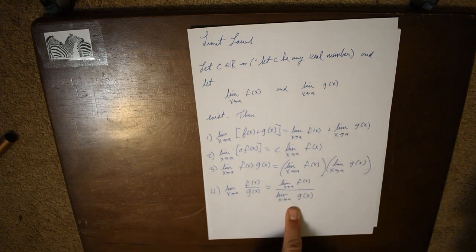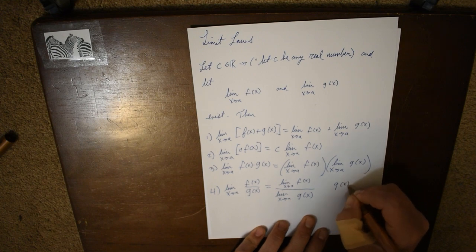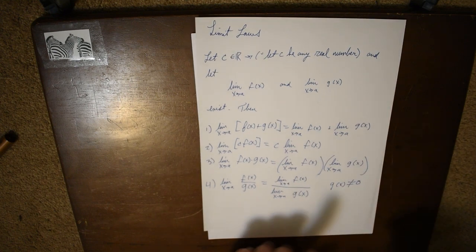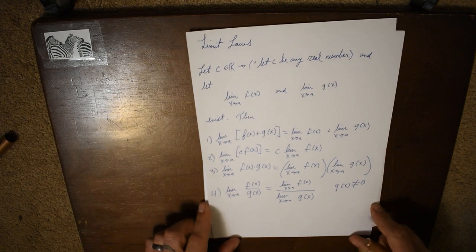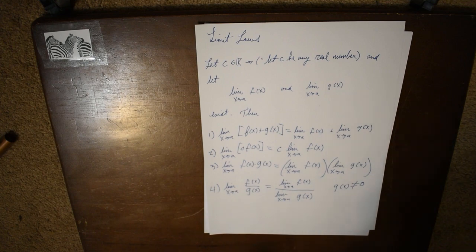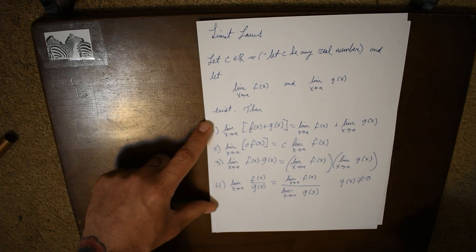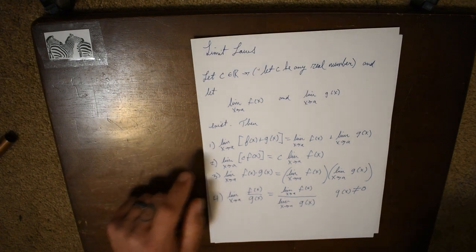This one has an extra rule. This is provided that g of x does not equal 0, because we can't divide by 0. g of x cannot be the constant function 0. So, for now, these are our first four limit laws.